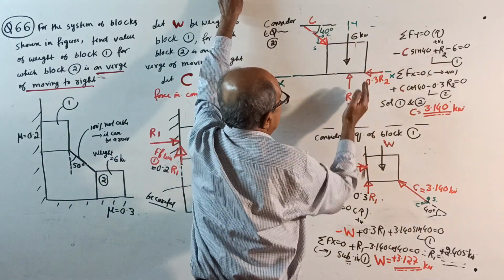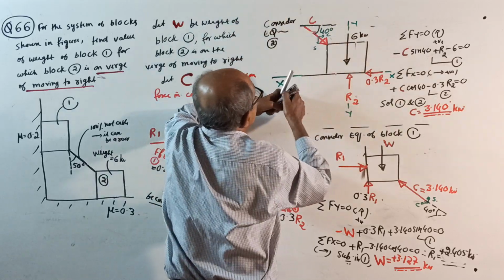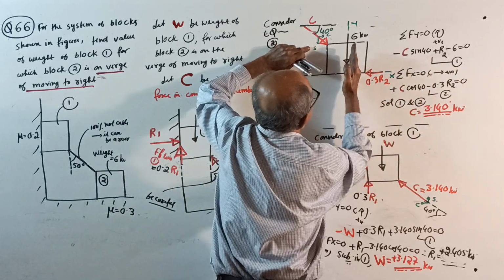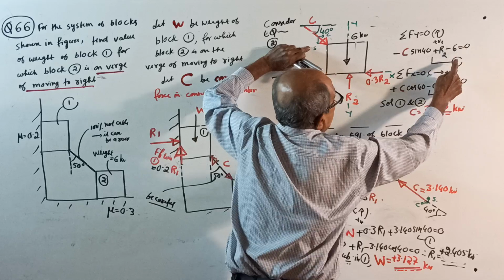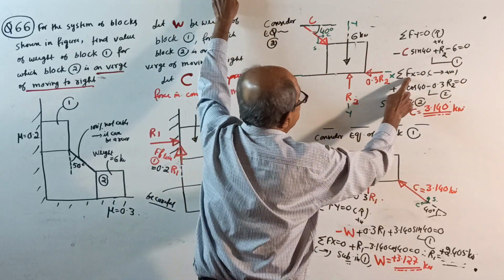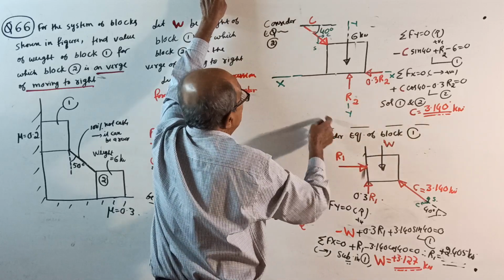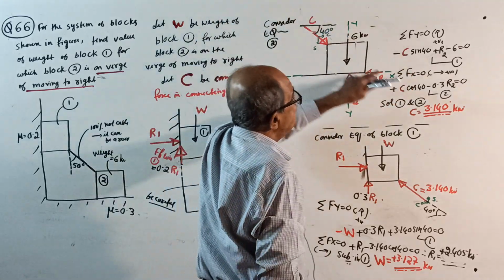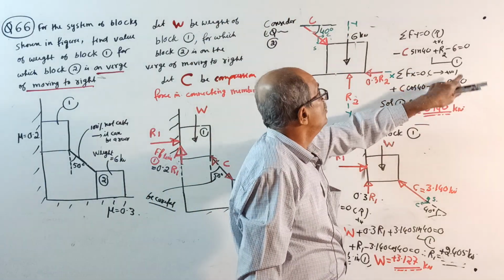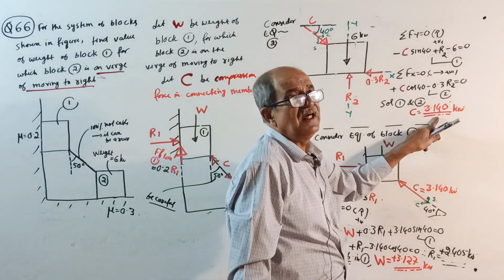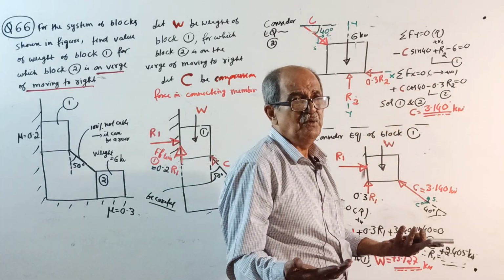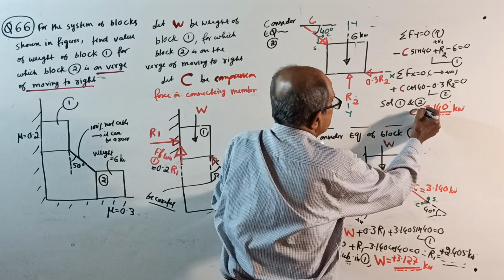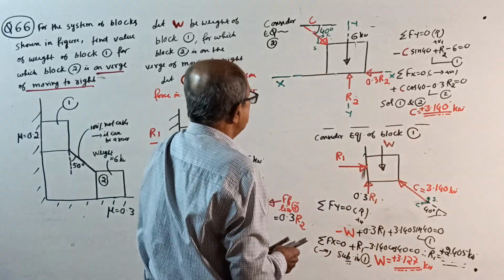Start. Now simple. Sigma Fy equals 0: minus C sine 40 plus R2 minus 6 equal to 0, equation number 1. Sigma Fx equals 0, take right side positive: you get plus C cos 40 minus 0.3 R2 equal to 0, equation number 2. Solve 1 and 2, you get C and also R2. R2 is not required. We get the value of C. It will surely come plus. Okay, over. Now, compression force came.